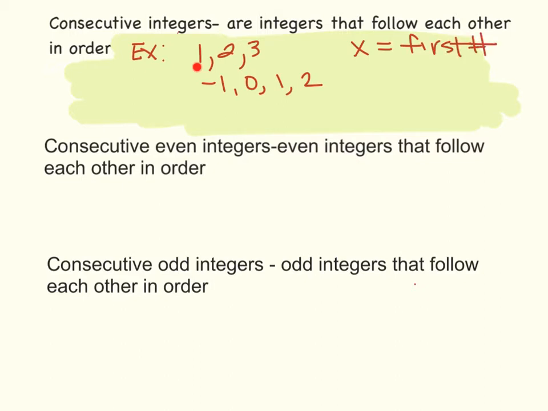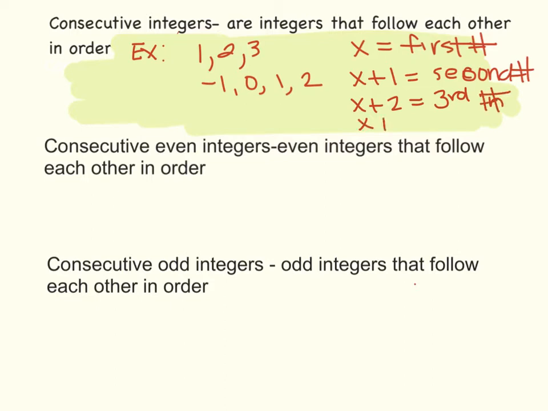So let's use the 1, 2, 3 example. If x, our first number, is 1, our next number is 1 more than that. So x plus 1 is our second number. And then if we go back and look at our third integer, it is 3. Well, that's x plus 2 more. We would go in the same order, so our third integer would be x plus 2, and so forth: x plus 3, x plus 4, x plus 5. And that's when we're just talking about consecutive integers.